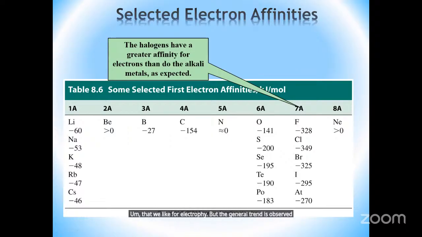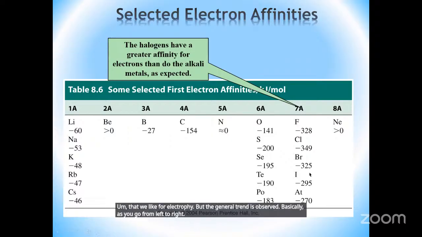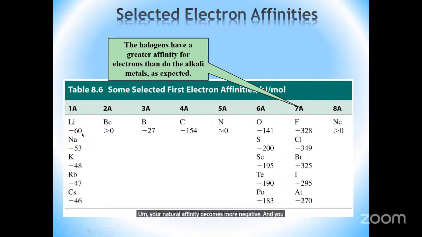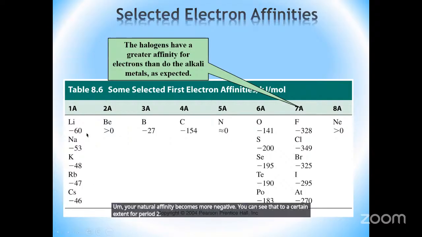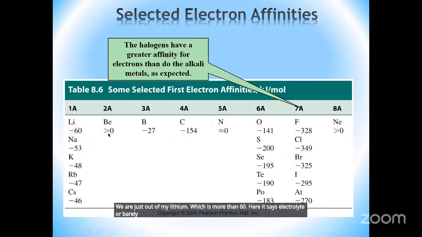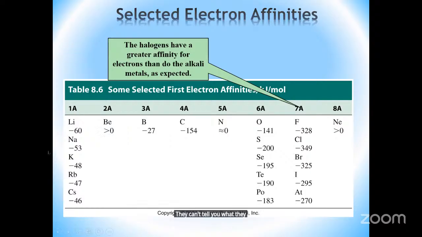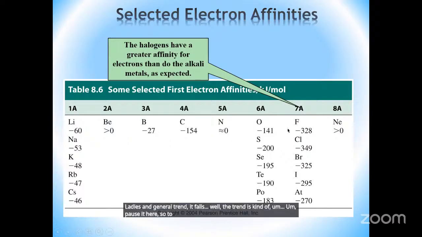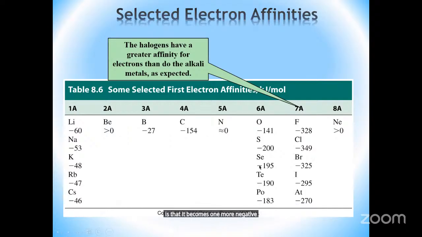Basically, as you go from left to right, electron affinity becomes more negative, and you can see that to a certain extent for period 2, where you start off with lithium, which is minus 60. Here it says electron affinity of beryllium is greater than 0. They can't tell you what the exact value is and so on, but basically there's a general trend. It falls, the trend is kind of halted here, so to speak, and then it kind of goes up and down, but the general trend is that it becomes more and more negative as you go from left to right of any period, all right?